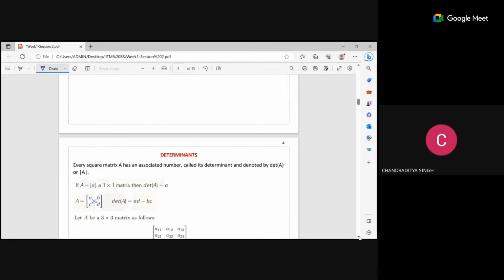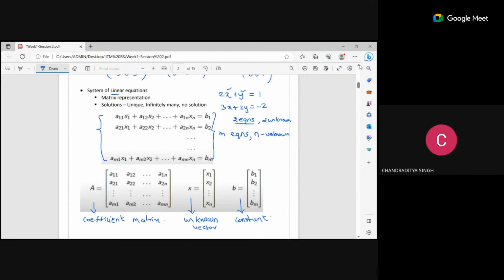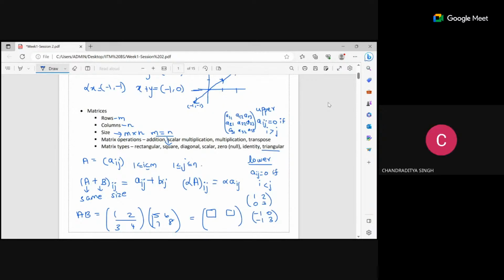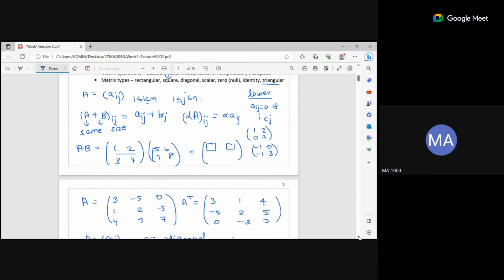Ma'am, in a triangular matrix, if we take an upper triangular matrix, then when i is greater than j the entry will be 0. Suppose if i is smaller than j and the entry is 0, then will it be taken as triangular or not?